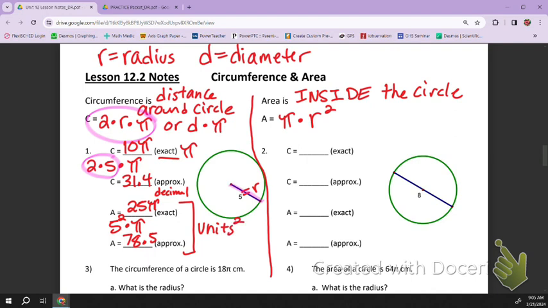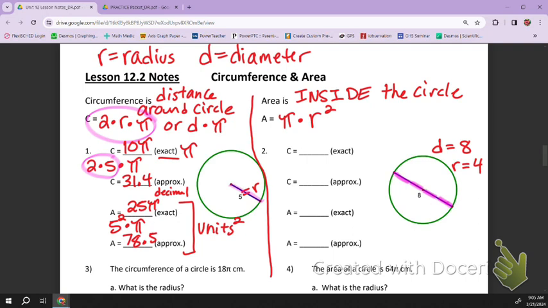What questions do we have about circumference and area? Let's look at number 2. I'm going to highlight this. Number 2, what am I starting with? Diameter. Diameter is 8. So then what's the radius? What did we notice yesterday? Yeah, 4 because it's cut in half. Fantastic.